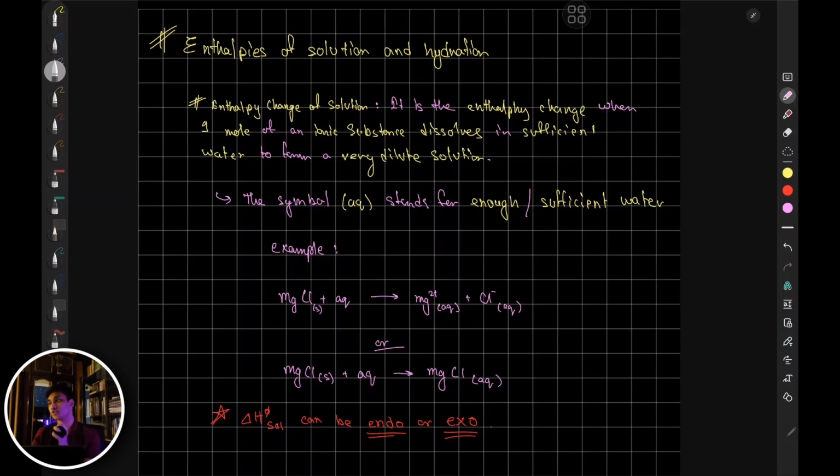By the name, you might already think of dissolving an ionic compound or a compound in water and forming a solution. So it's similar to that. Specifically, by definition, enthalpy change of solution is the enthalpy change when 1 mole of an ionic substance dissolves in sufficient water to form a very dilute solution. In a lot of cases, it will be mentioned as an infinitely dilute solution.